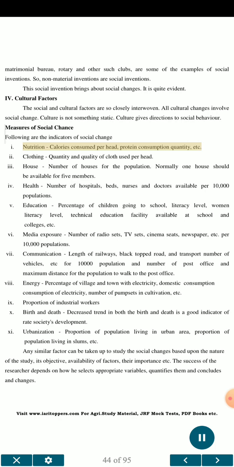I. Nutrition, calories consumed per head, protein consumption quantity, etc. II. Clothing, quantity and quality of cloth used per head. III. House, number of houses for the population. Normally one house should be available for 5 members. IV. Health, number of hospitals, beds, nurses and doctors available per 10,000 population.